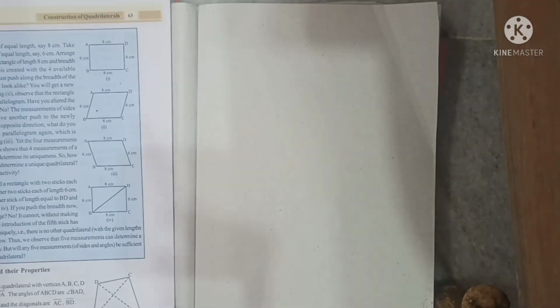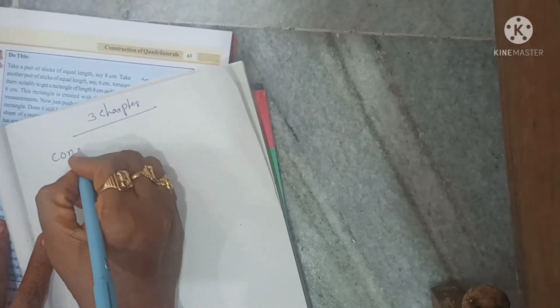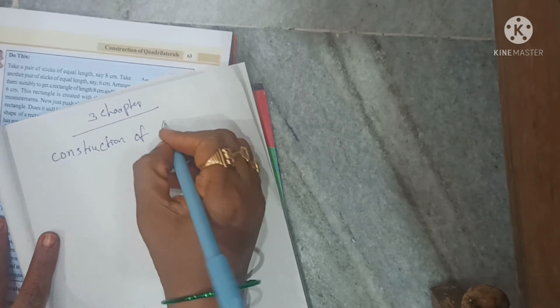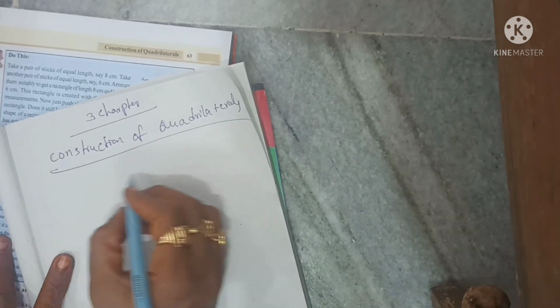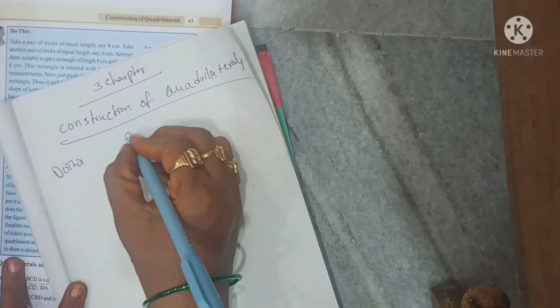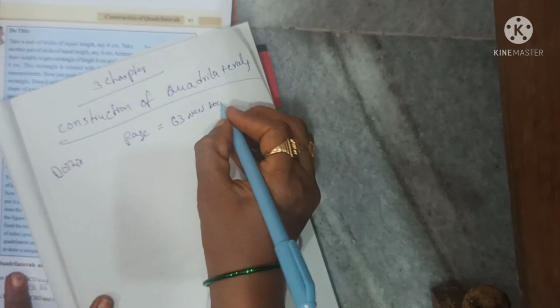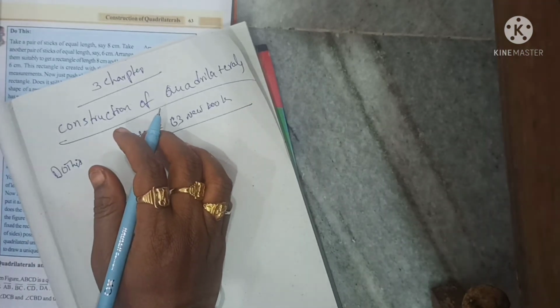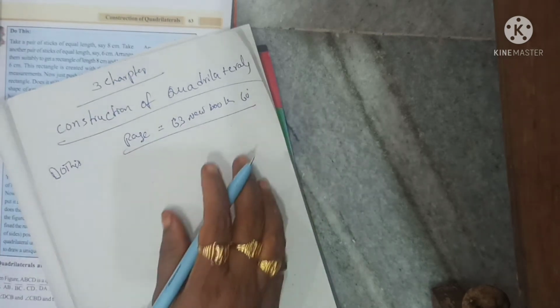This is how to explain it in a rectangle. Third chapter, Construction of Quadrilaterals. Page number 63 in the new book, 60 in the old book.